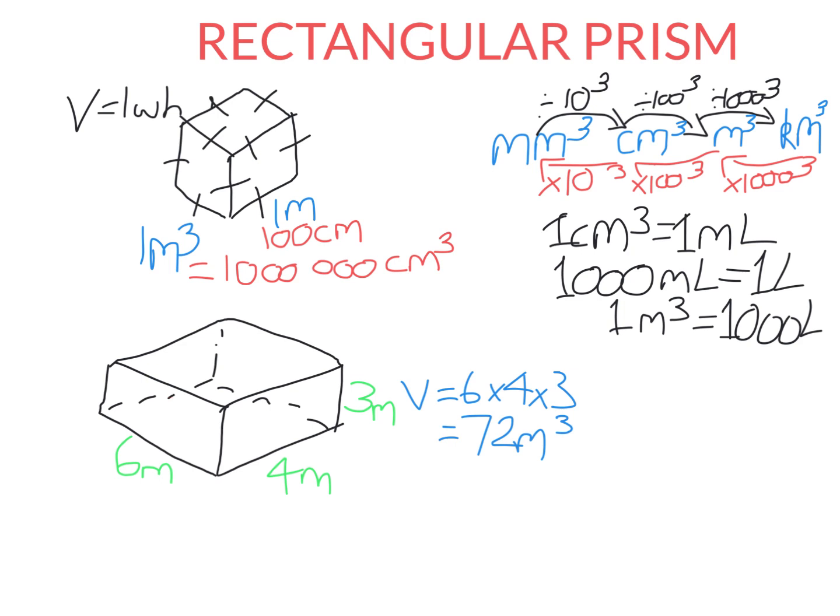So 72 meters cubed actually means it would hold 72,000 liters. So make sure you remember this. It's amazing how many kids would say that a meter cube's a liter. They think this here would hold 72 liters. Just remember, 6 times 4 times 3 meters, that is a massive container. That's almost the size of like a room. So it would hold a lot more than 72 liters.